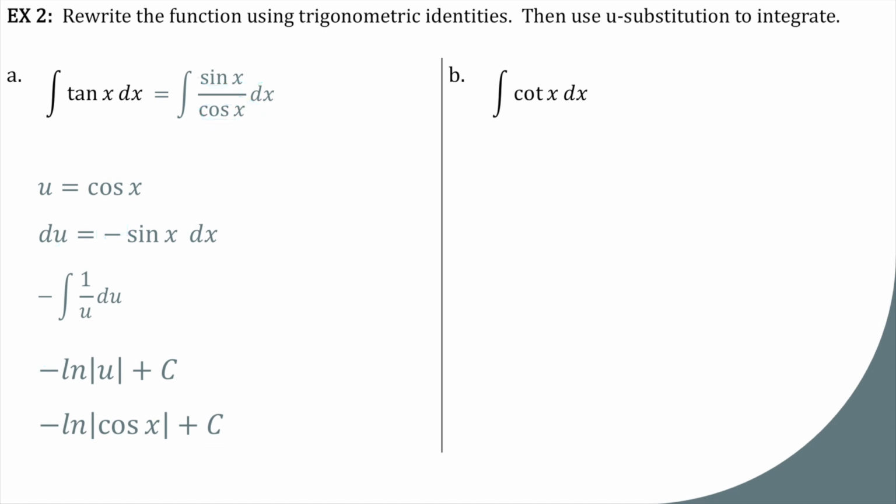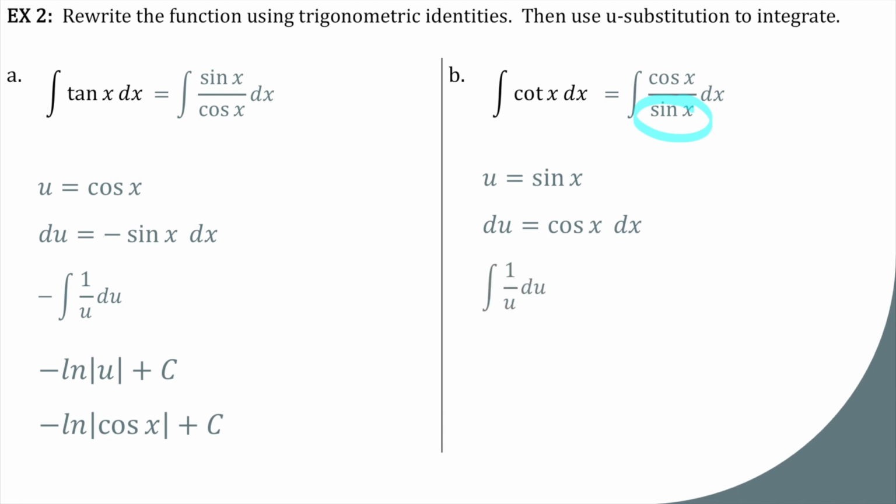Cotangent, well, that's just the upside down version of this whole thing. So this time, u is going to be sine of x. Du is cosine x dx. 1 over u du is going to give us the natural log of the absolute value of sine x plus c.